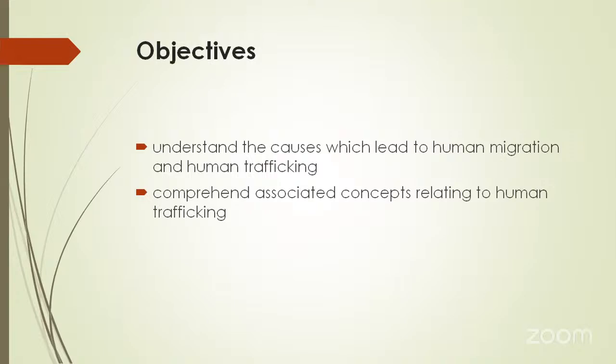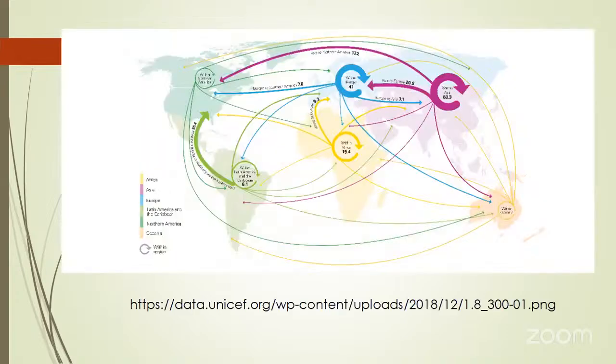Okay, so units 3 and 6 help you understand causes which lead to human migration and associated concepts related to human trafficking. So let's look at a world migration map. You see these circles within, these are inter-region migrations. You see large migrations within the region.